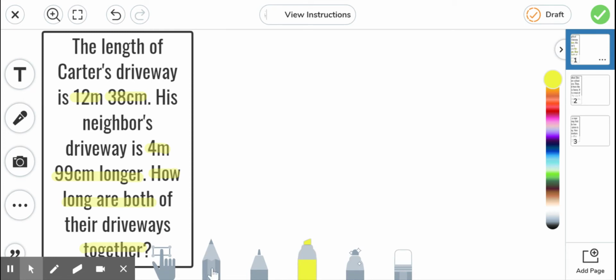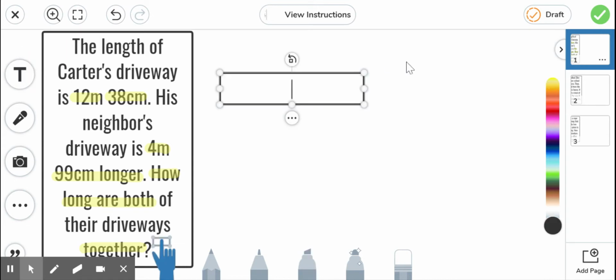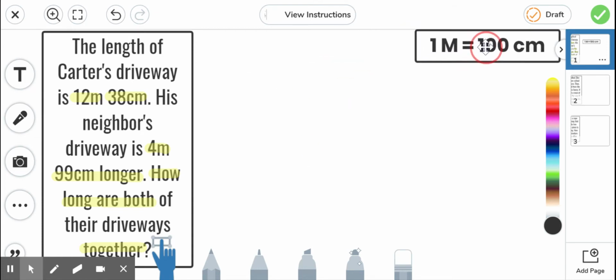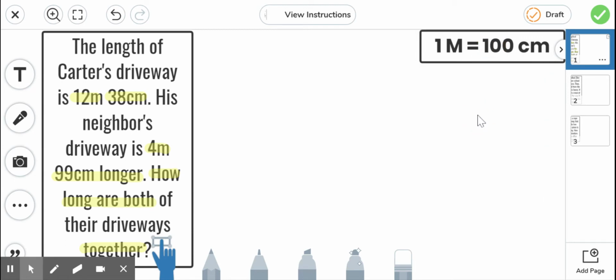I'm going to switch over to my typing tool. Okay, so I'm going to make a little box here because this is something that you guys are going to need to remember. How many centimeters there are in 1 meter. So if you think back, we said that in 1 meter, that was equal to 100 centimeters. I'm going to keep this little helpful tool just right up here in the corner so that I can see it while I'm doing my work.